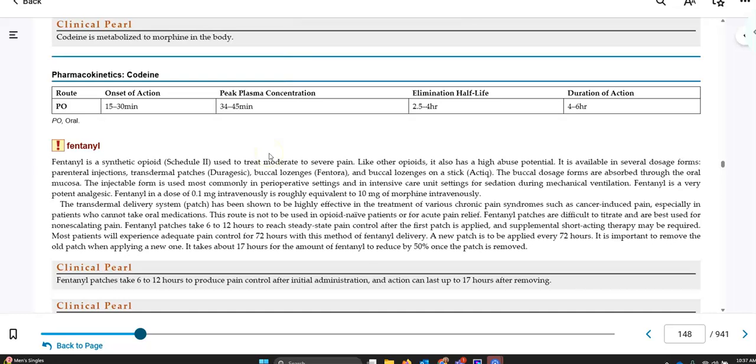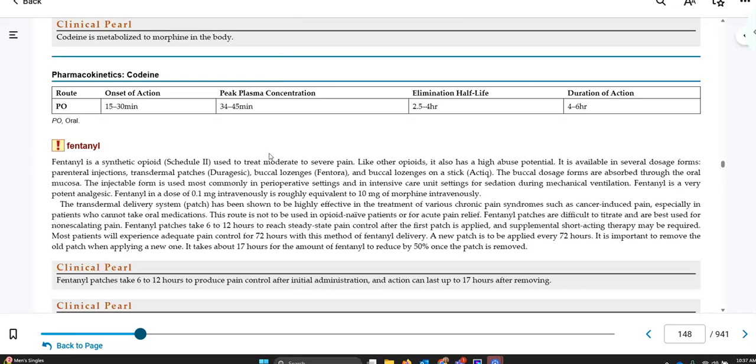If I have a patient on fentanyl, fentanyl is a 72-hour patch, so I can leave it on for 72 hours, change it every 72 hours. It takes about 6 to 12 hours for that first onset of pain relief, but then it can last for a considerable amount of time, 72 hours while it's got the patch on. It can even last 17 hours after removing that patch.